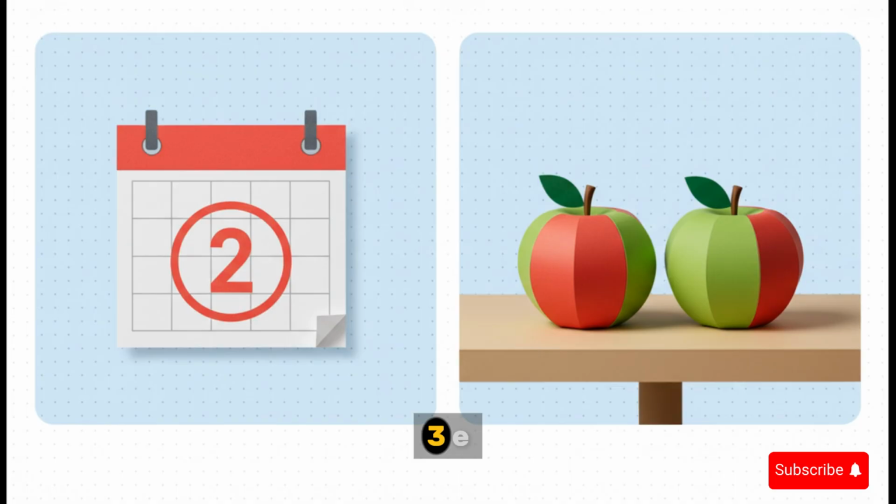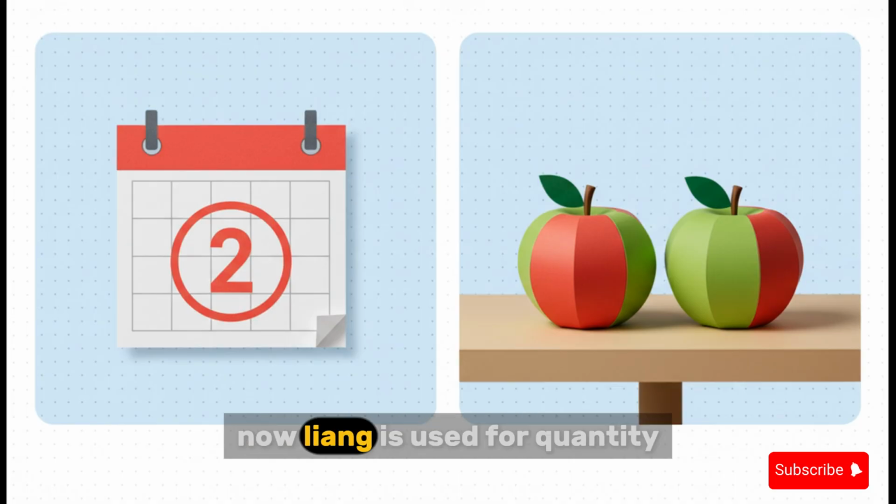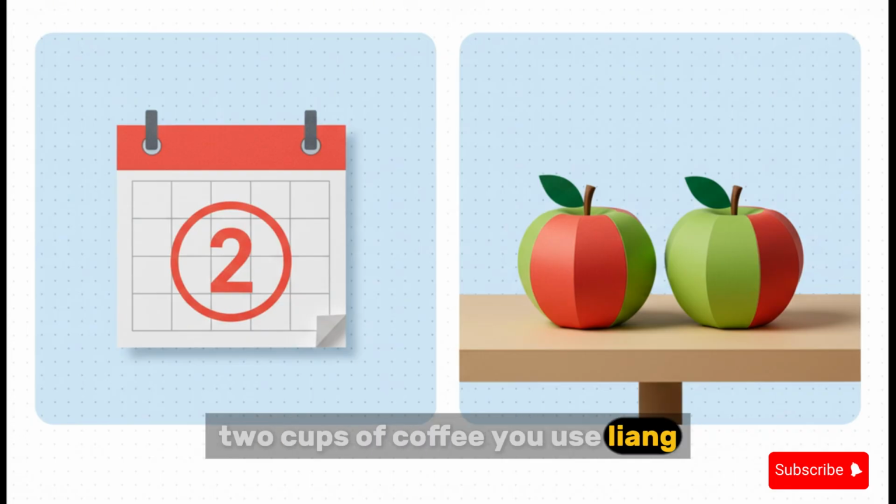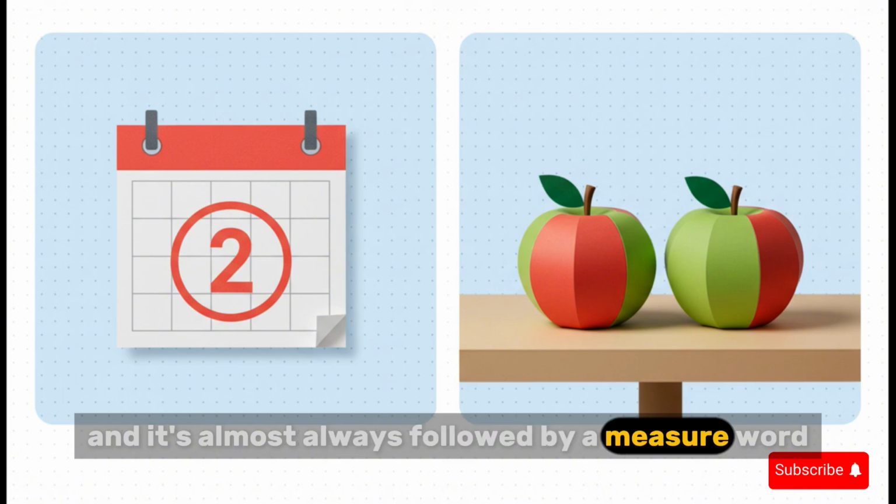1, 2, 3. 一二三. Now, liang is used for quantity. When you have two of something, 2 people, 2 cats, 2 cups of coffee, you use liang, and it's almost always followed by a measure word.